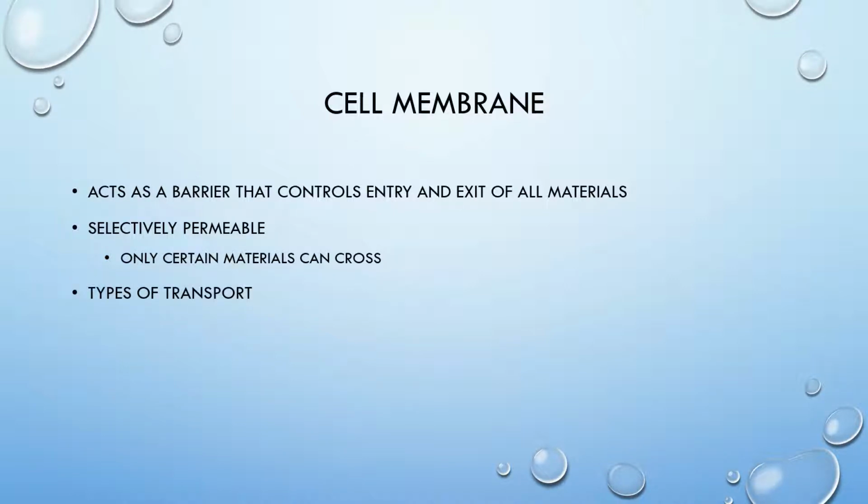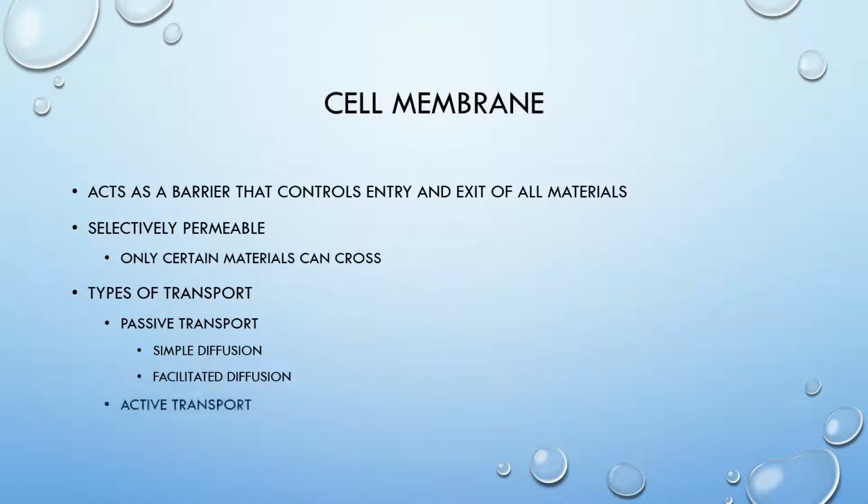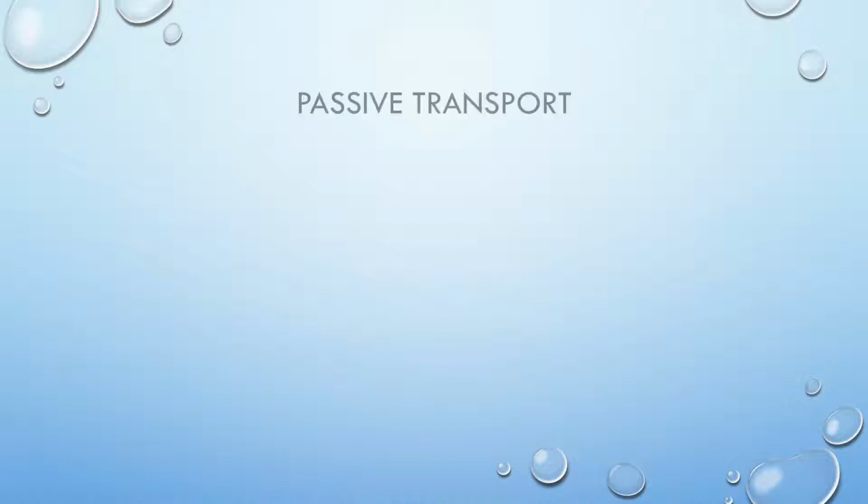There are two types of transport: passive transport, which includes simple diffusion and facilitated diffusion, and active transport, which includes endo and exocytosis and protein pumps. Let's start off with passive transport.